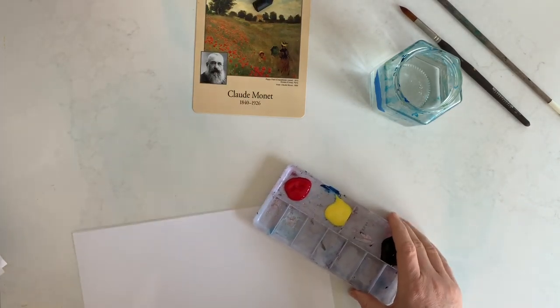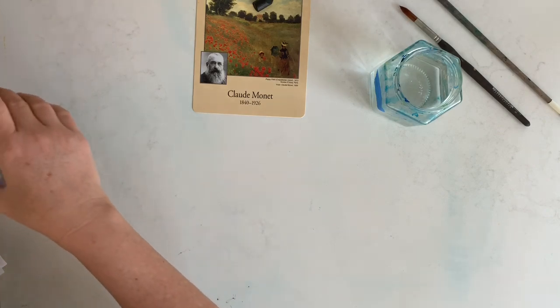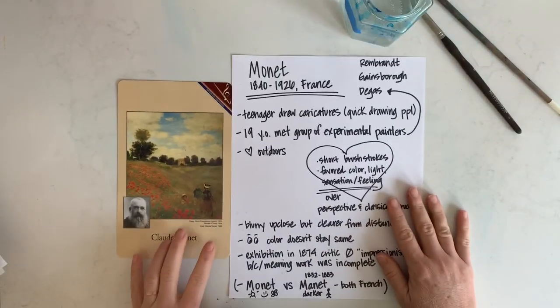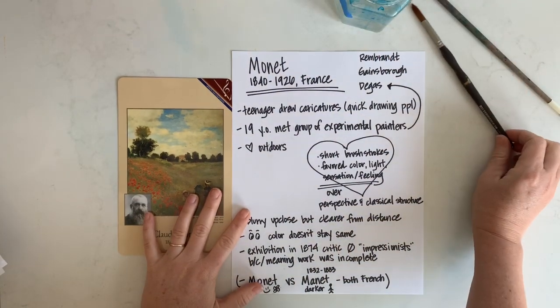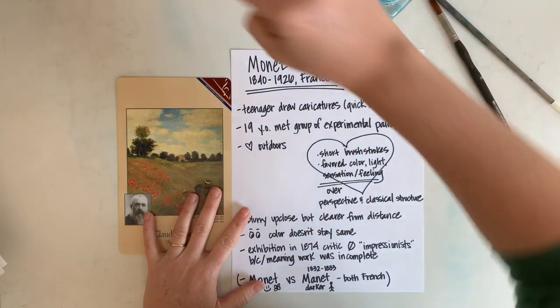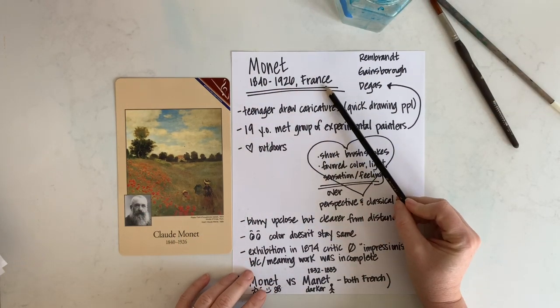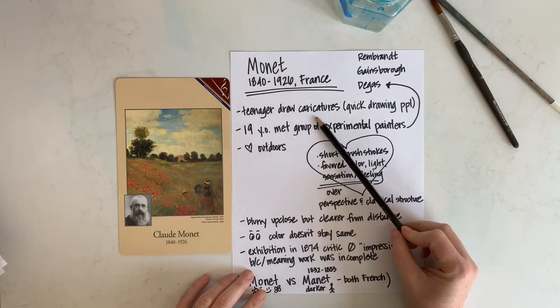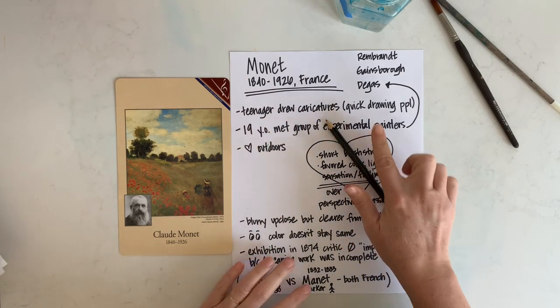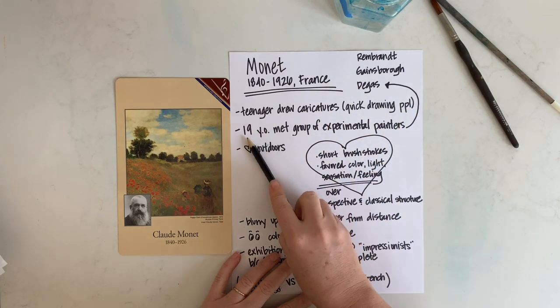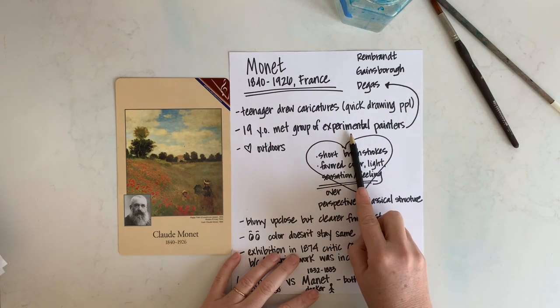All right, let me move these. Let's talk about Claude Monet for a minute, and then we'll jump into our lesson. Here we have Mr. Claude Monet. I have a few notes here if you'd like to look at those. He lived from 1840 to 1926 in France. When he was a teenager, he drew caricatures, which are quick drawings of people, and he got noticed for this. When he was 19 years old, he met a group of experimental painters.